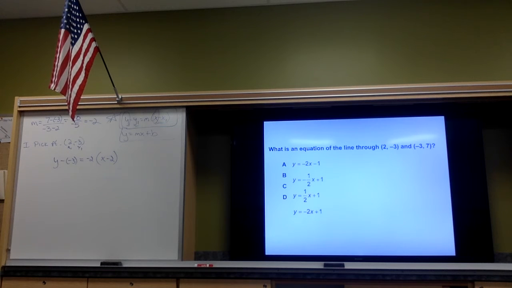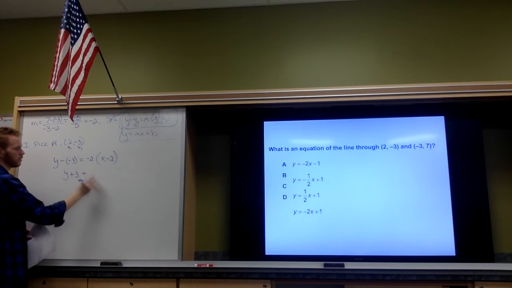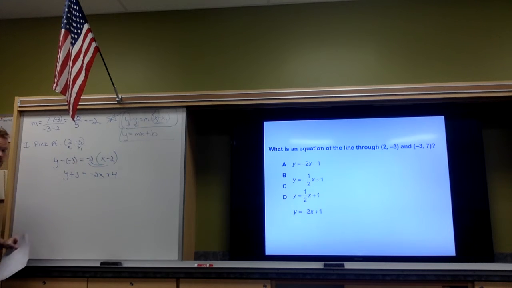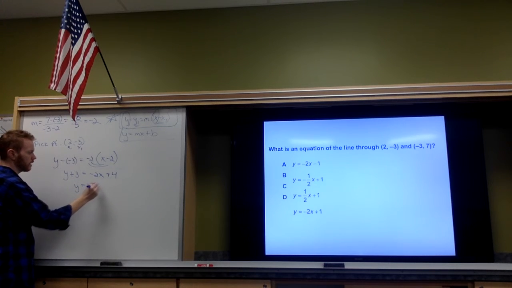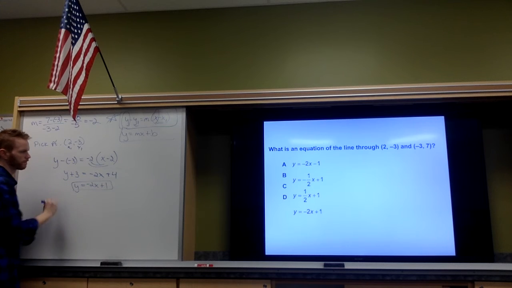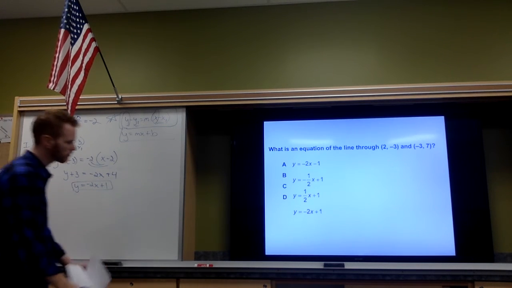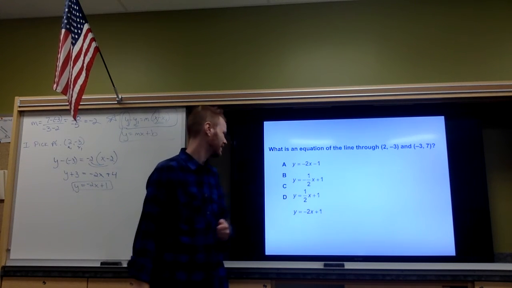Okay? Clean this up. This will be a plus 3. Over here, I get negative 2x plus 4. That's after I distribute the negative 2. Okay? Last step, subtract 3 to the other side. So negative 2x plus 1. Okay, so that would be what? The last option here? Option D? Yeah, I got shifted. But option D.